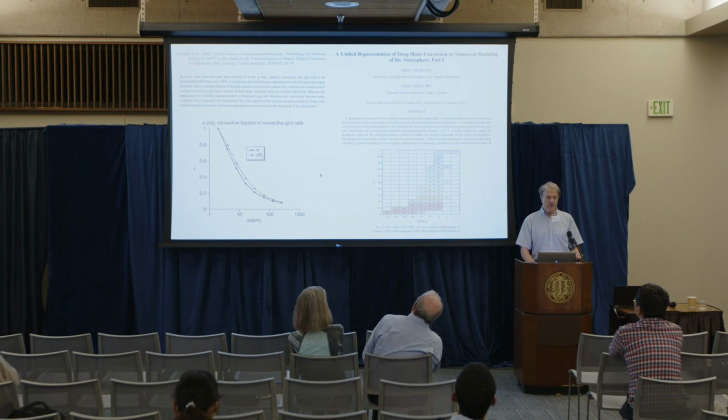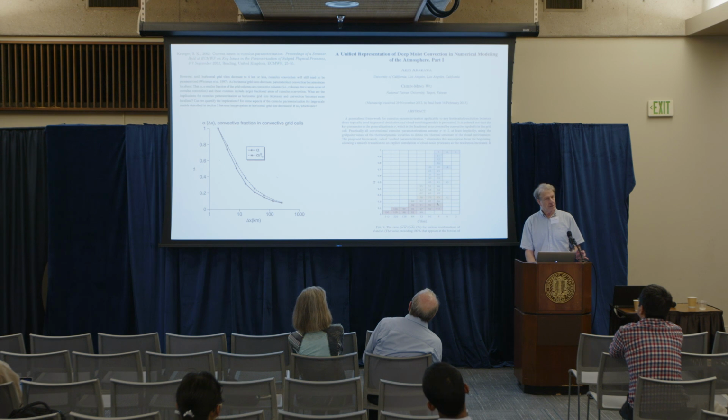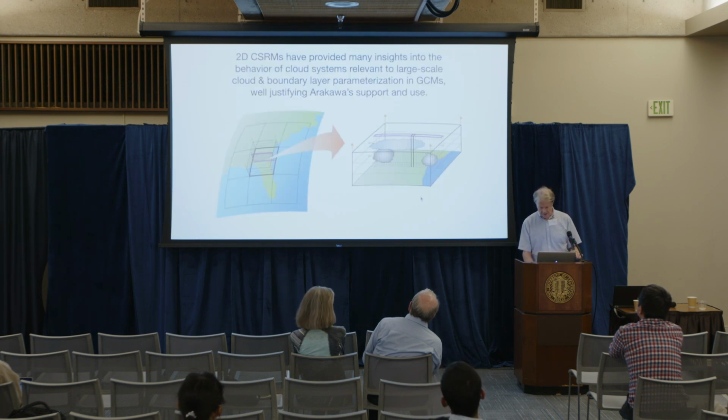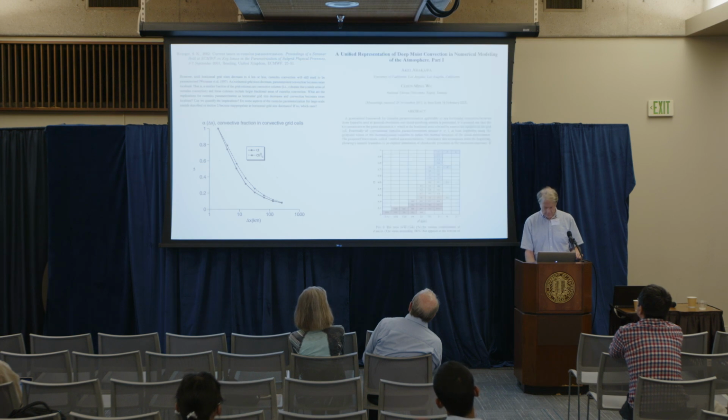The insight by Akio and Chenming was that the important parameter is the fractional coverage. It's not the grid size. These grid sizes can have fractional coverages from 1 to very small. And so a unified parameterization came out as a result of this.